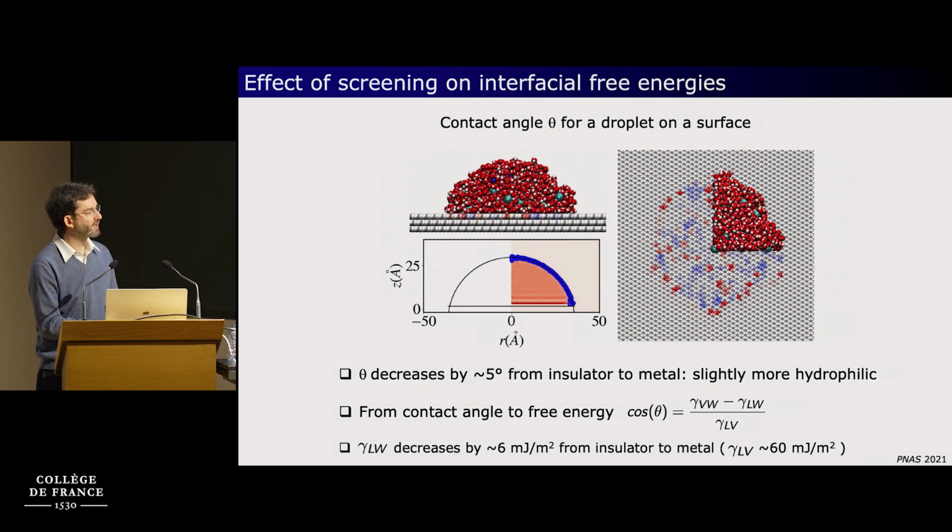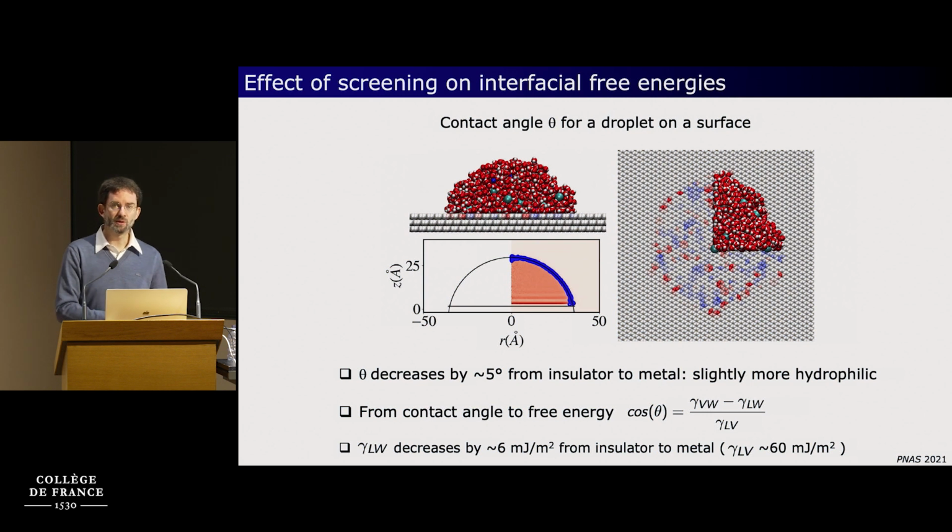And the associated change in the liquid-wall surface tension is a decrease by about 6 millijoules per square meter, which may not mean a lot to you, but that's a decrease when you switch from insulating to metal. And what you can compare it with is the interfacial tension at the water-air interface, which is a very high surface tension. And so this decrease is about a tenth of this number, which is considered as a very high interfacial tension. So it is significant.